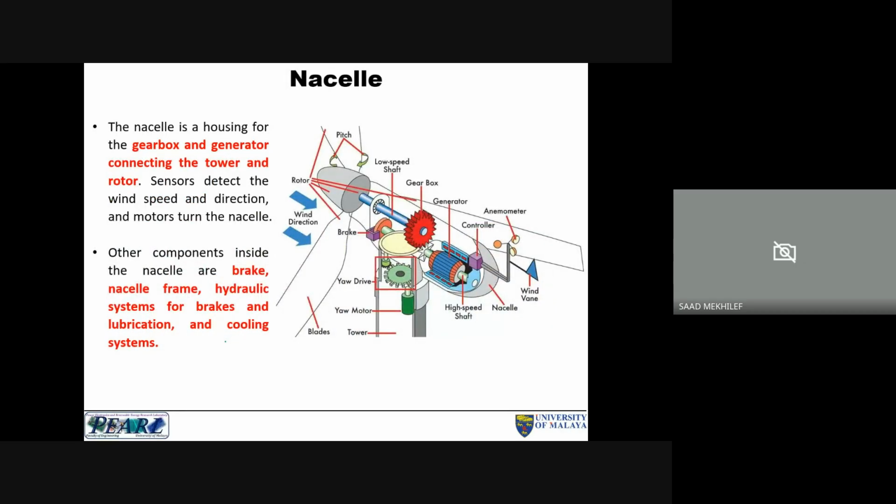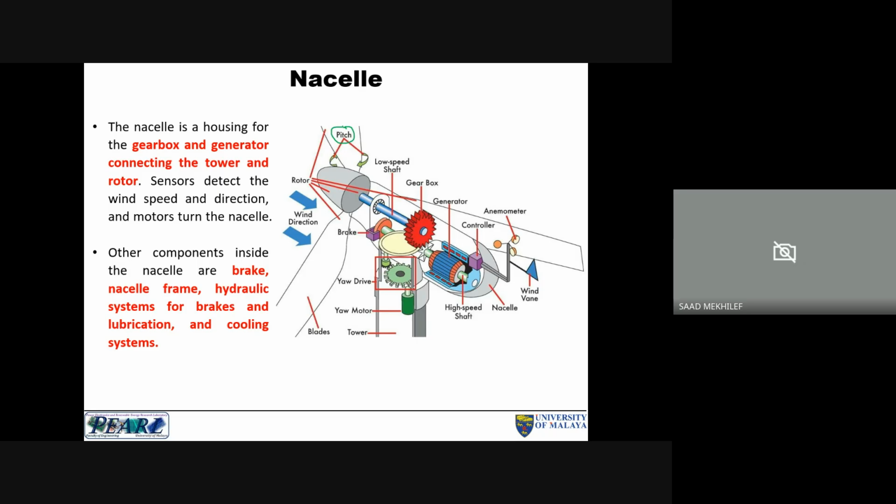Inside the nacelle of the wind turbines, there are quite common and very standard components. Here we see the rotor part, and then we have the blades, and here we have something called the pitch. This is the pitch control. Pitch control is a very important component in a wind turbine. It adjusts the blade angle with the wind.